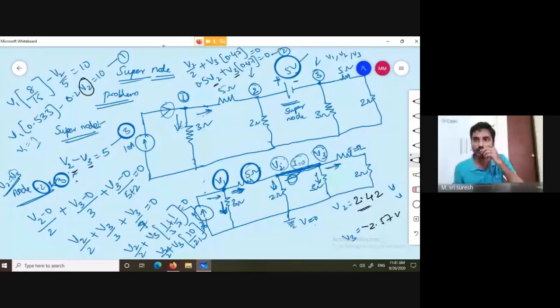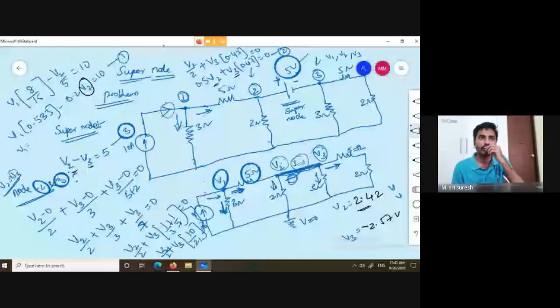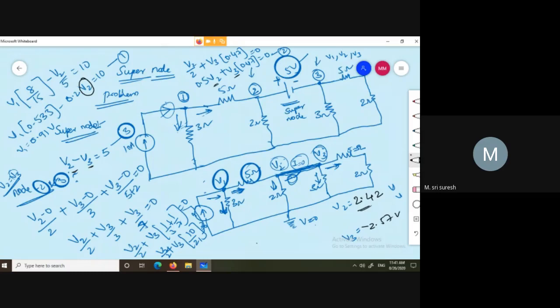Okay. After this calculation, you need to substitute the V2 value in the first equation. So you got the V2 value as 2.42. That is substituted in the first equation. And tell me the value of V1. After substituting the V2 value as 2.42, the V1 value is 0.91. So we obtain the values of V1, V2 and V3. V1 value is 0.91 volts.